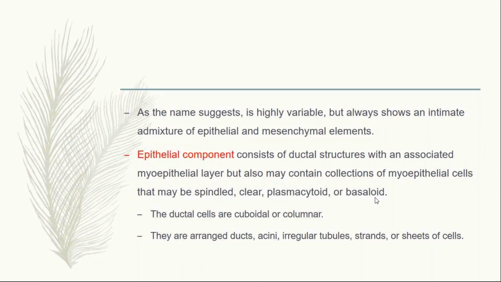Okay, so these myoepithelial cells may be spindle, clear, plasmacytoid, or basaloid. Spindle shaped cells, and plasmacytoid means the cells are large and have an eccentrically placed nucleus. So that is a plasmacytoid appearance. And these are arranged in ducts, acini, irregular tubules, strands, or sheets of cells.